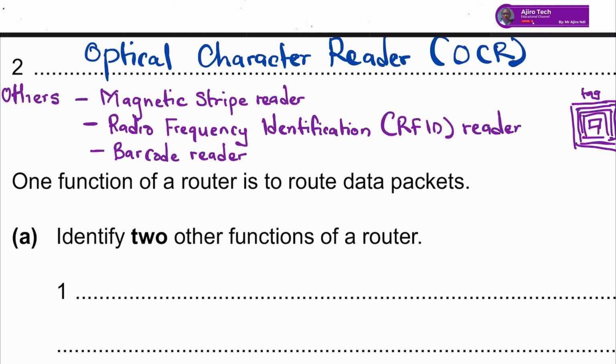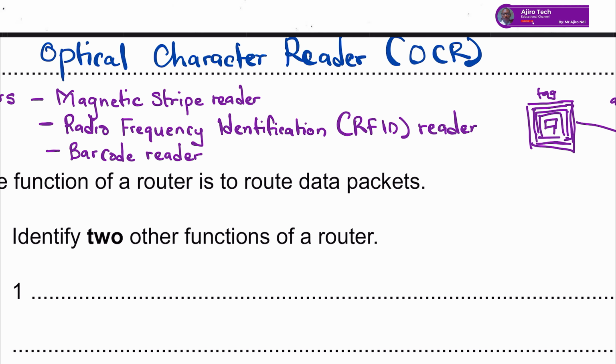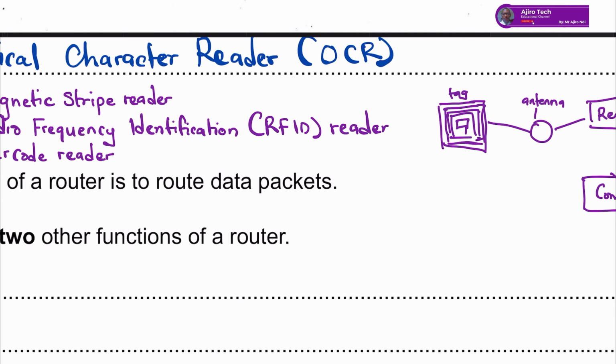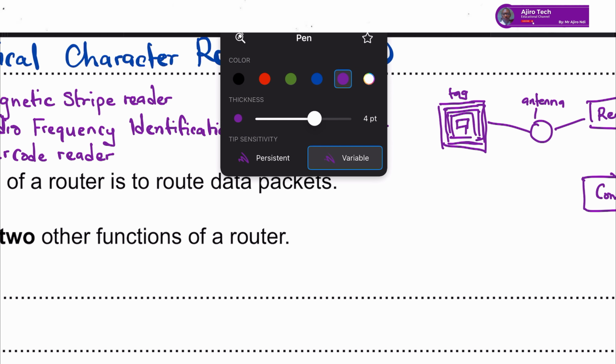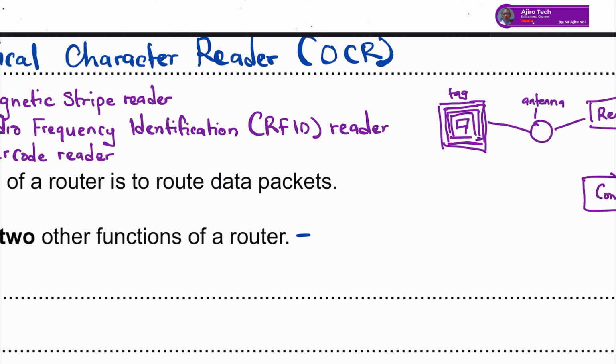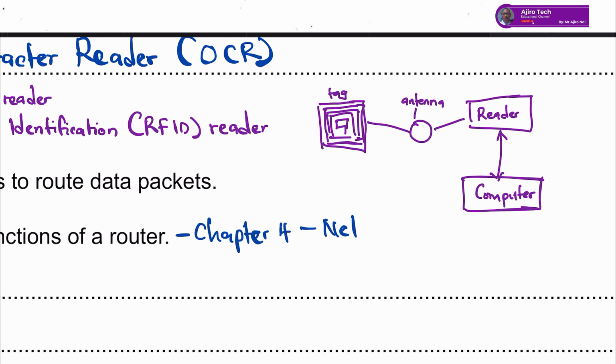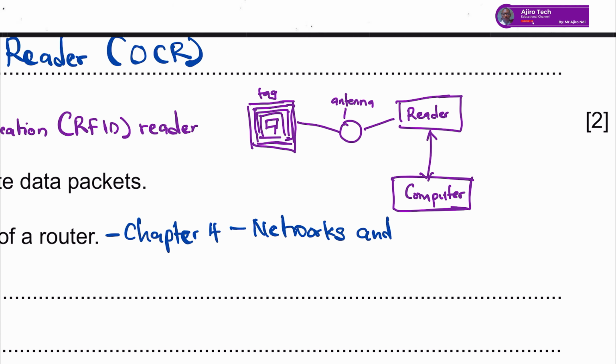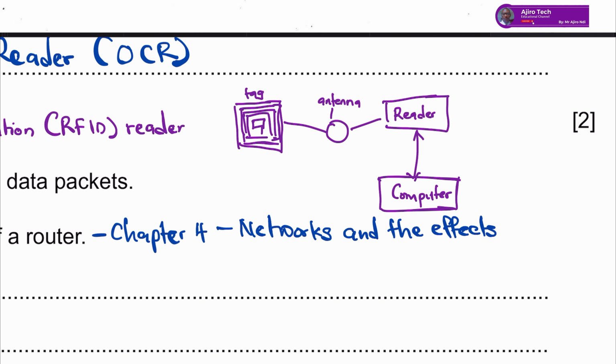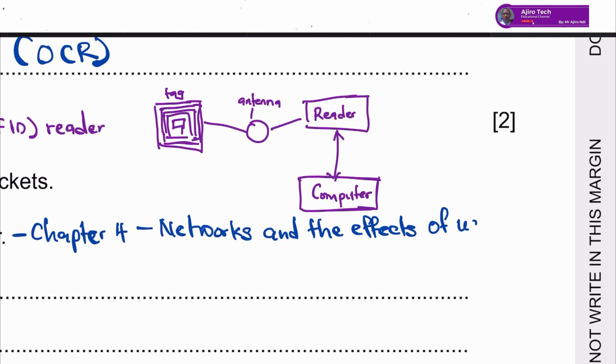Now, when it comes to this, you see this in chapter 4. Let me change the pen. So this is chapter 4, which is networks and the effects of using them.